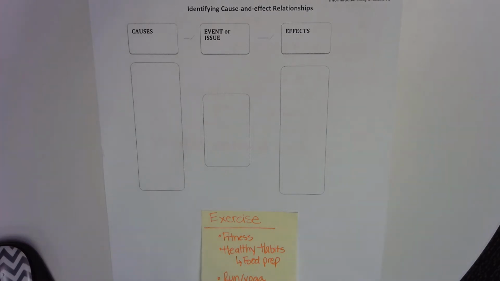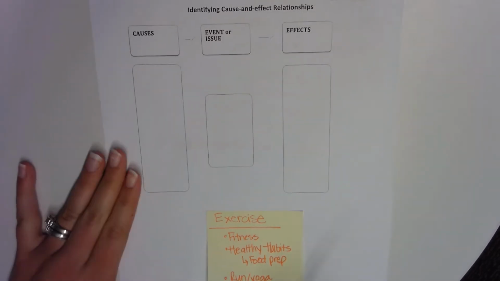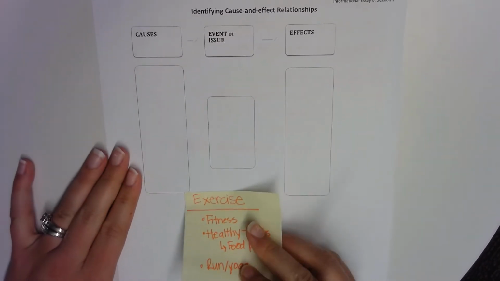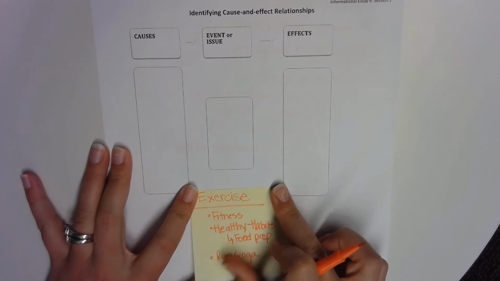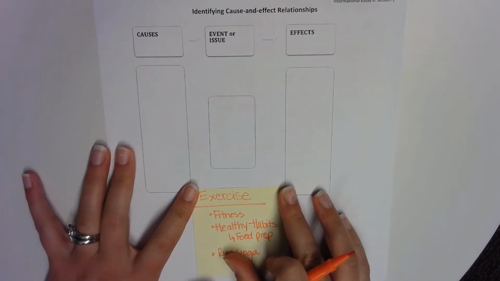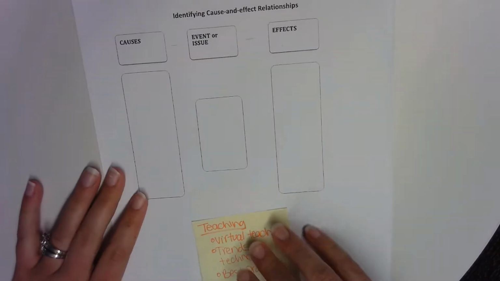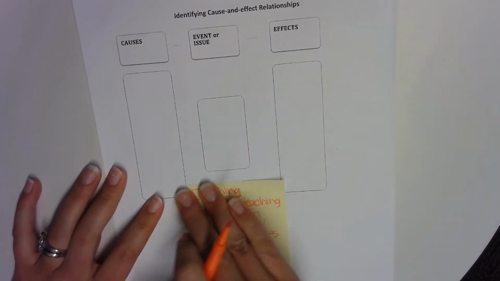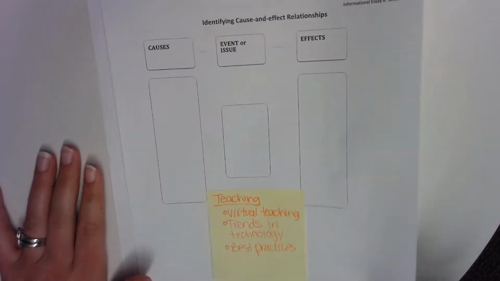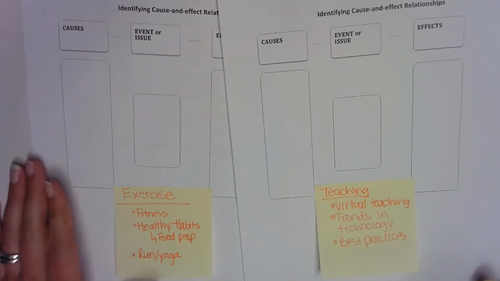Alright guys, so today we're going to spend some time identifying a cause and effect relationship for the topics that we've narrowed down from our brainstorm list, okay? So the first topic that I'm going to focus on today is exercise. And then the other topic that I'm going to talk about is teaching. Remember, I narrowed down my three big lists to only these two topics.